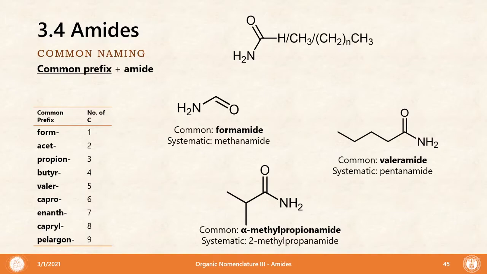Being terminal functional groups, we also apply the same common naming schemes as aldehydes. In this case, we use the suffix amide. So if we have 1 carbon, we have formamide. Here we have a 5-carbon amide, common name being valeramide. Okay, and here we have a 3-carbon amide, so the common name would be propionamide. And having a methyl at the alpha position, we have alpha methyl propionamide.